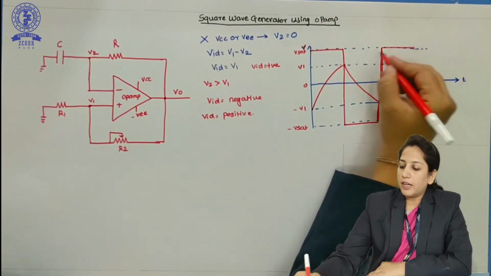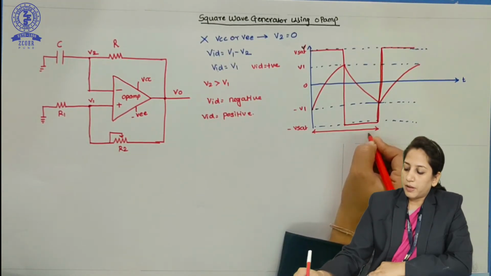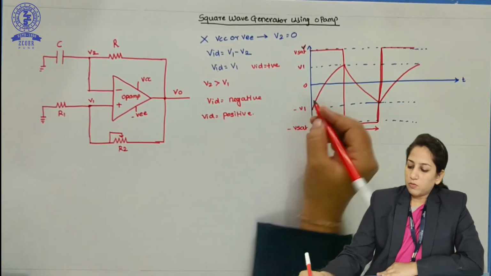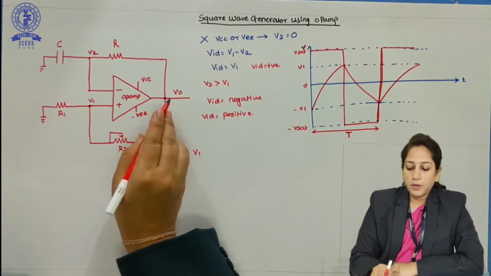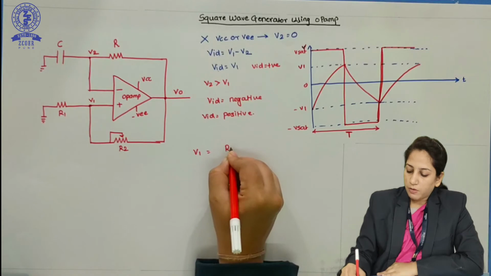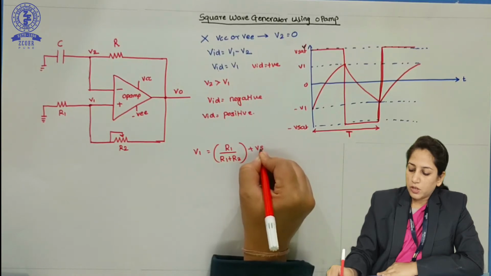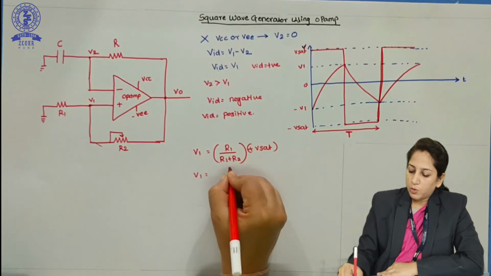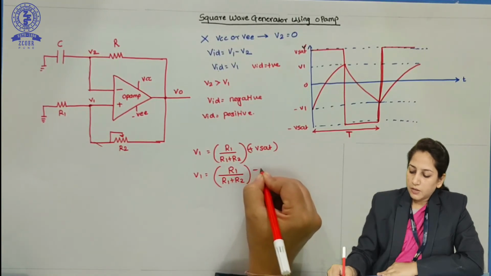So in this way I will get a repetitive square wave at my output, and this will be the time period for it. Okay, so what will be V1 and V2? The V1 voltage, as I have told, will be a function of the output offset voltage and R1 and R2. So the formula I will write is R1 upon R1 plus R2 into plus V saturation, whenever it is positive, and whenever it is negative, it will be equal to R1 upon R1 plus R2 into minus V saturation.